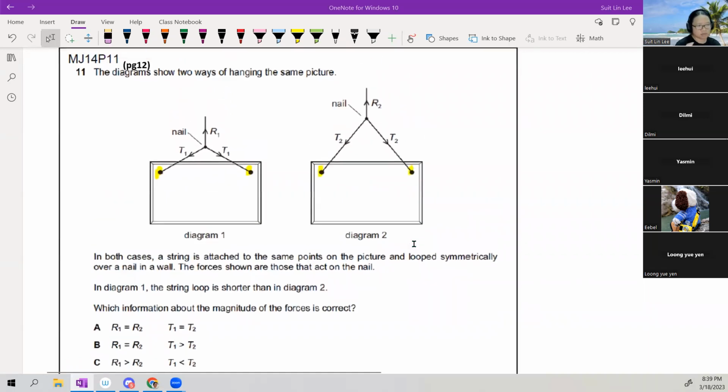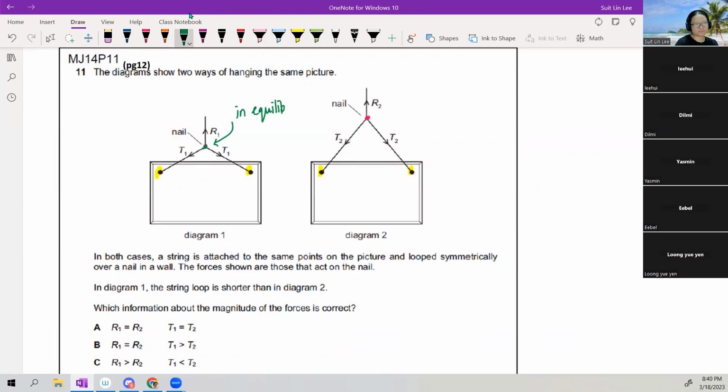So I think the first thing I'll do is resolve my forces, because the force not drawn here is the weight of the picture. Let's say this one is W, or rather, maybe I'll just take this part, the nail. You can consider the picture, but I think it's easier for me to just think about the nail. This point is not moving. This point is in equilibrium, just like this point is also in equilibrium.